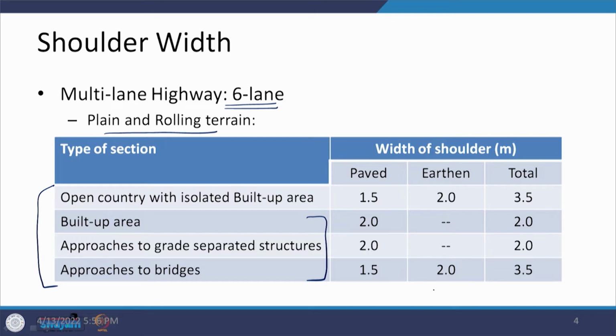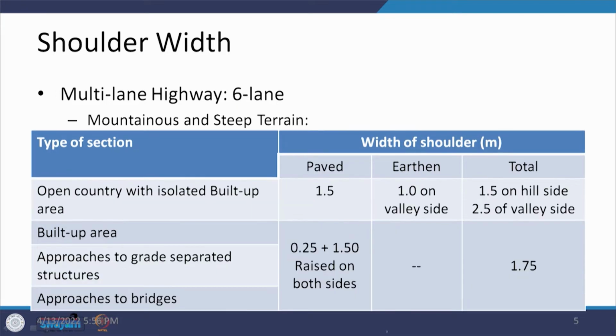When we look at the width of the shoulder, it is talked about in terms of paved or earthen, a combination of that, or otherwise it is going to be only paved under the extreme restricted conditions of the availability of land in an area. So, what we see here is that we get 1.5 and 2, and that becomes 3.5. When we are talking about the built up area, then it is 2 and 2. So, we have the same values here, and they are more or less the same values in the case of 4-lane highways.